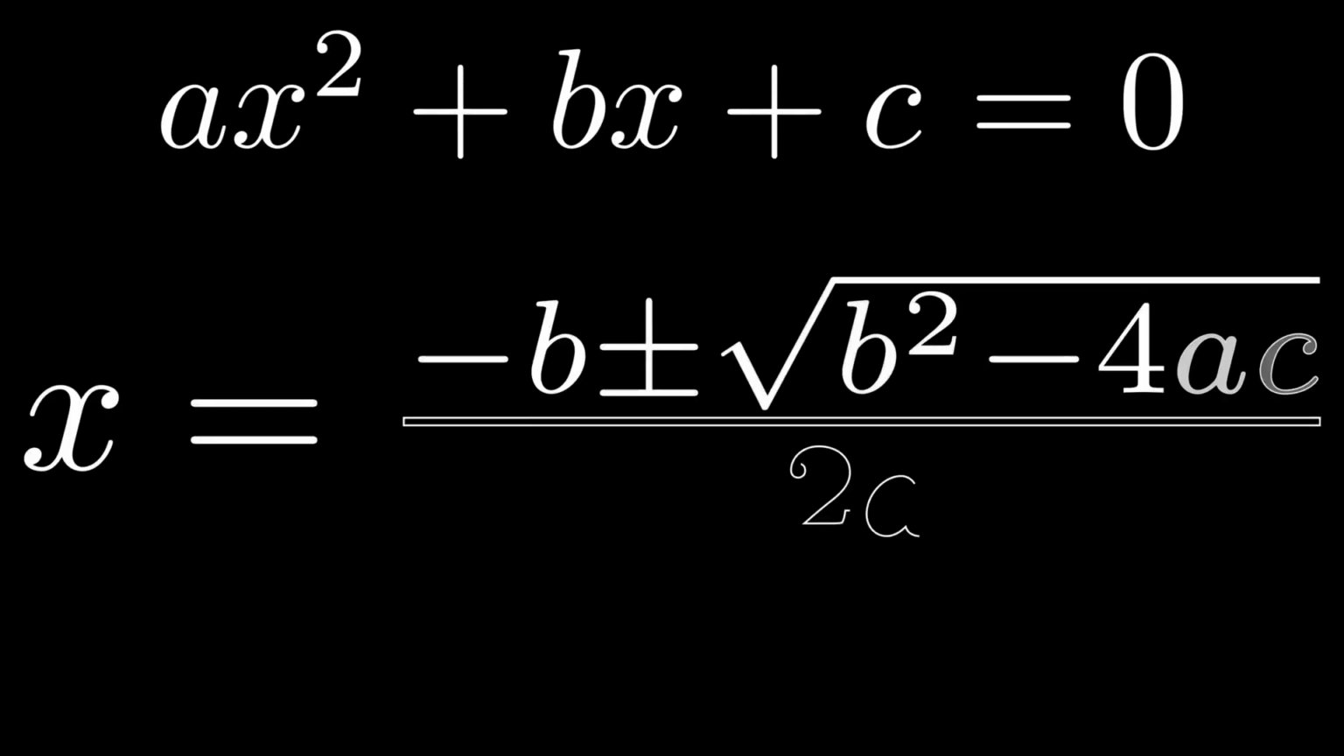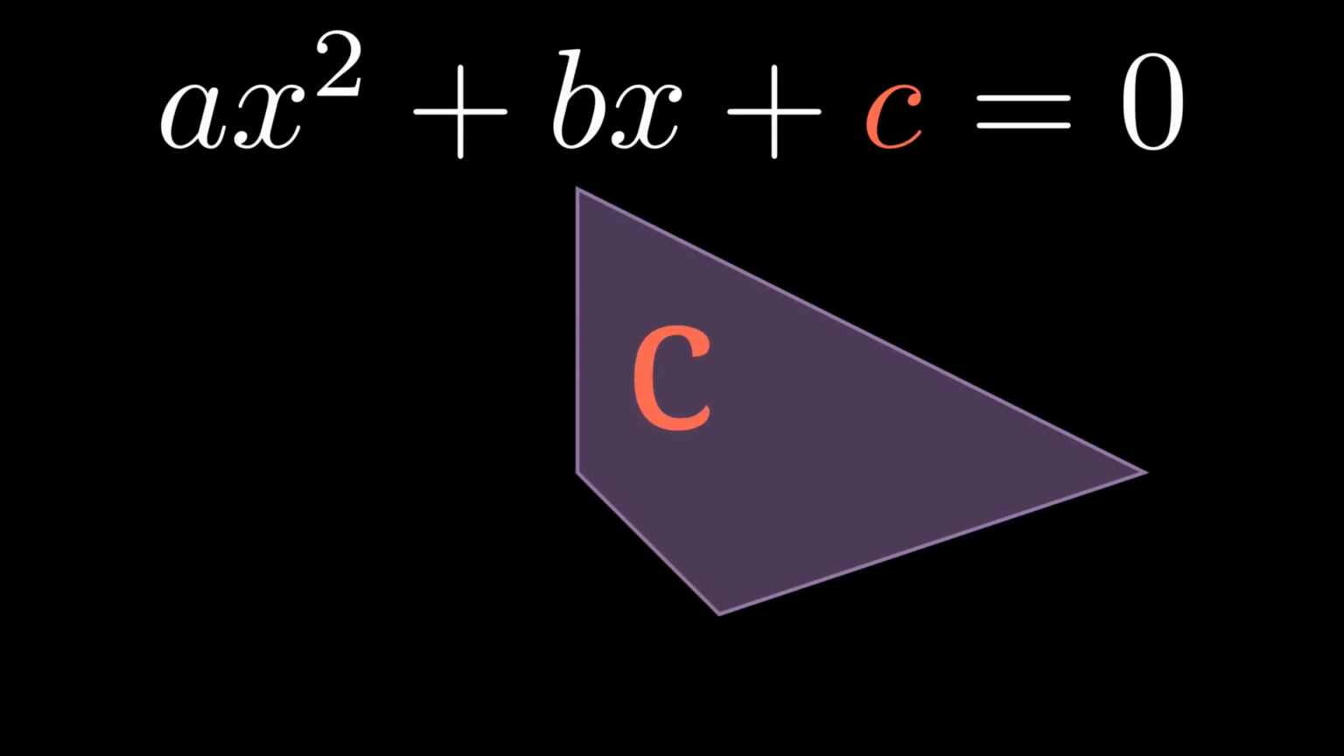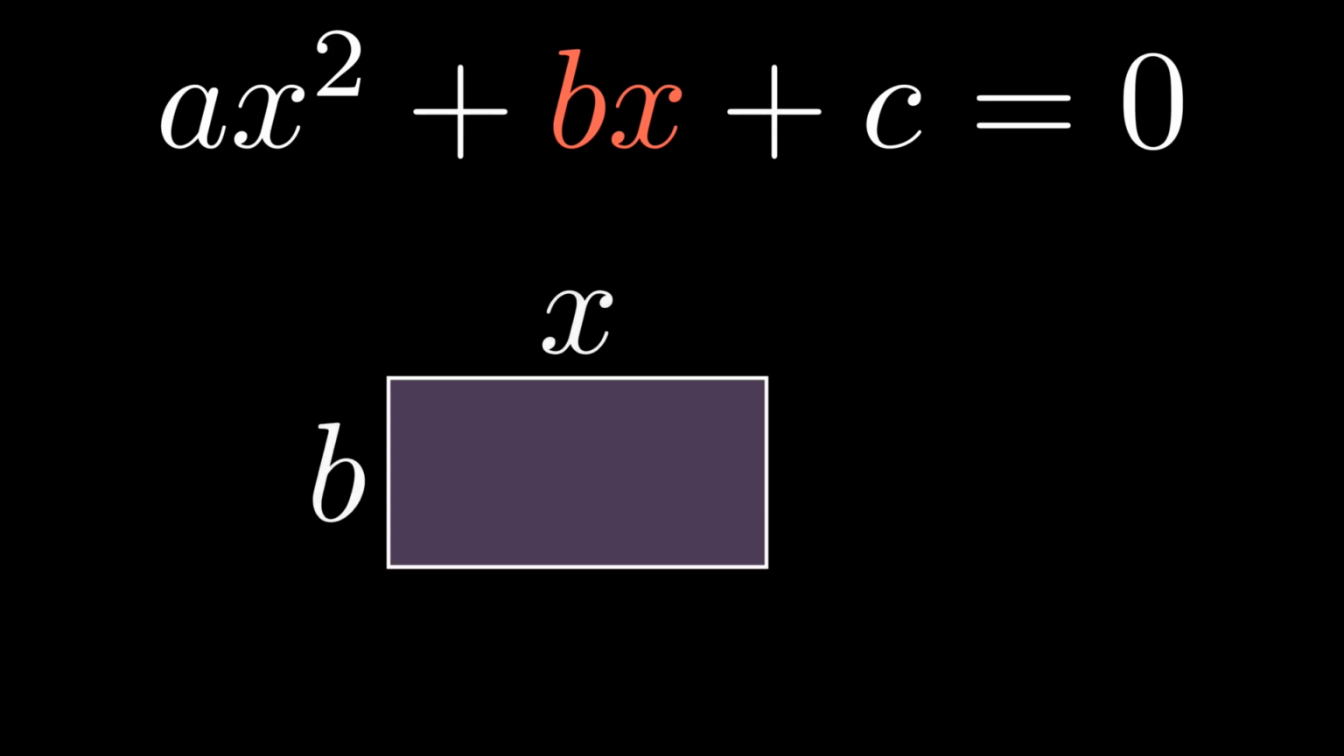To do this, let's first analyze what the quadratic polynomial represents. First, the real number c is just a number. It can represent anything, a line, position in space, or area, literally anything, which is the beauty of mathematics. In particular, let's just say it's the area of some polygon. Next, let's look at what bx represents. Well, remember that bx is b times x, which is a rectangle of length b and width x.